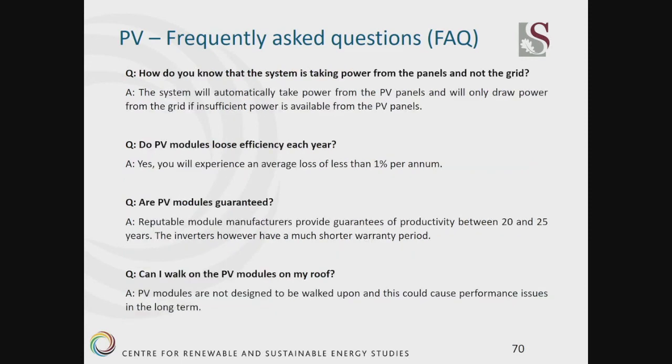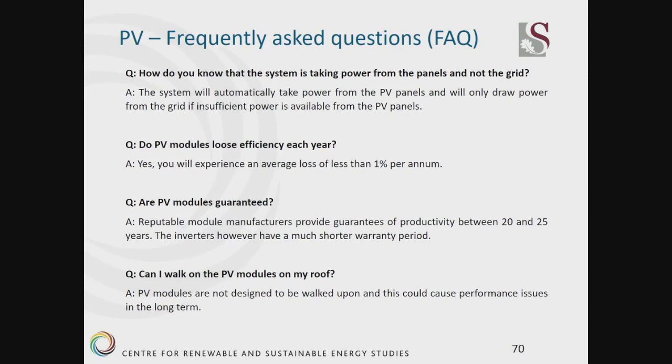The next question is, how do you know that the system is taking power from the panels and not from the grid? Well, the way electricity works is like water, and it will choose the easiest path to flow. The system will automatically take power from the PV panels and will only draw power from the grid if insufficient power is available from the PV panels. So the electricity generated will take the easiest or the shortest path to the load, and the load in your house or your business will be the shortest path. So you will use the energy generated first before you export.